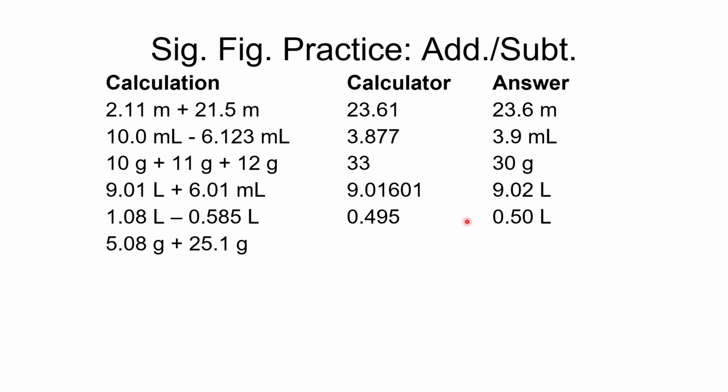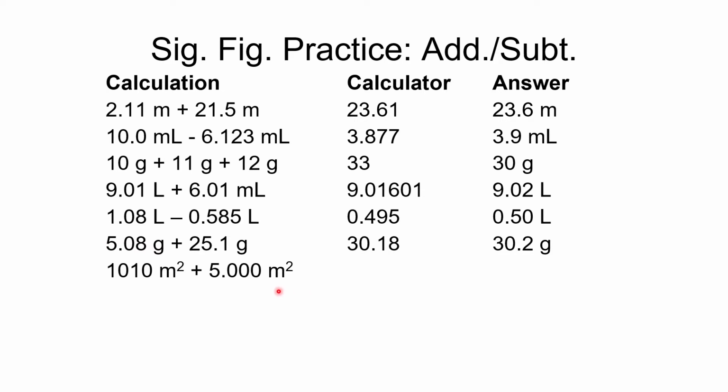Let's look at another one here. This one's pretty easy. So we add these two numbers together. There's our calculator answer. The last sig fig here is in the hundredths place. The last sig fig here is in the tenths place. So we're going to round this to the tenths place. So this will become 30.2 grams.